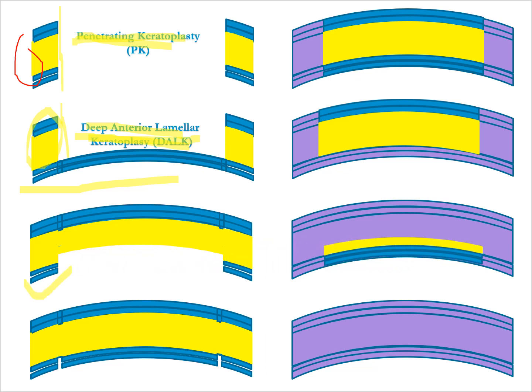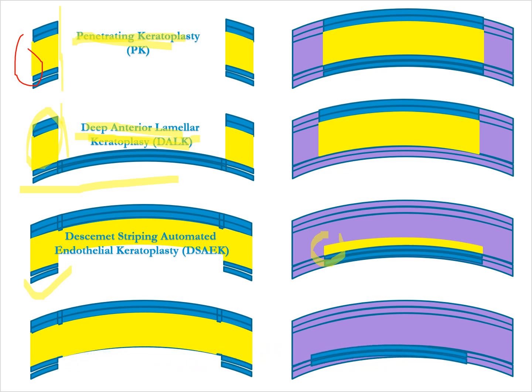Bottom 2 layers along with some part of the stroma are replaced, and we call it DSAEK, or Descemet stripping automated endothelial keratoplasty. And in the final one, only the bottom 2 layers are replaced, which is endothelium and Descemet membrane, and we call it DMEK, or Descemet membrane endothelial keratoplasty. So these are the 4 types of keratoplasty which are practiced at the moment.